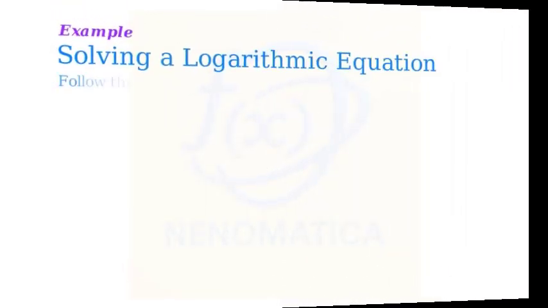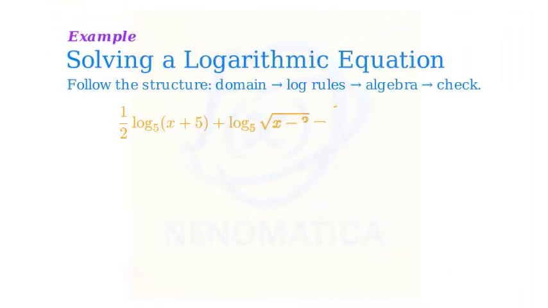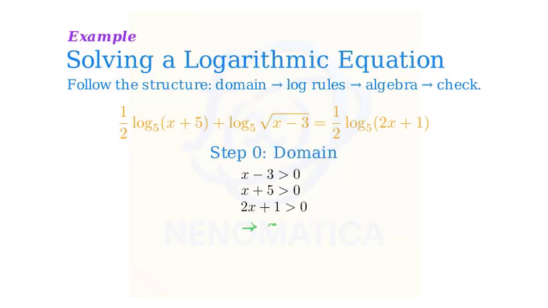In this example, we will solve a logarithmic equation following a clear, step-by-step structure with domain checks and algebraic rules. Step 0. Determine the domain. All logarithm arguments must be positive, and the square root requires a non-negative radicand. So we write three inequalities: x minus 3 greater than 0, x plus 5 greater than 0, and 2x plus 1 greater than 0. The intersection gives x greater than 3.